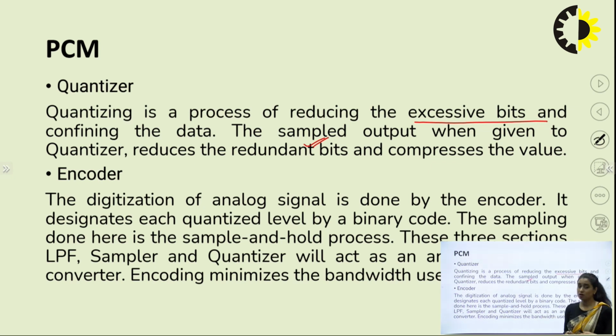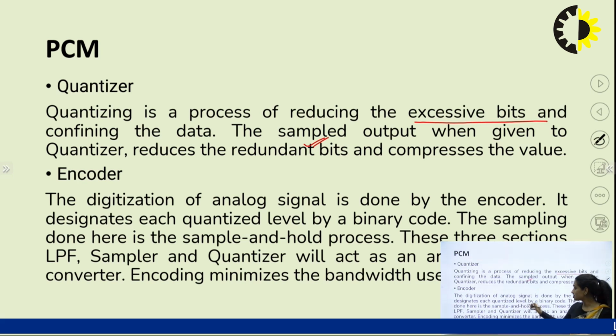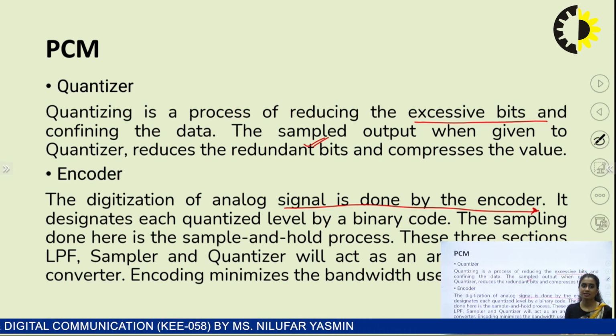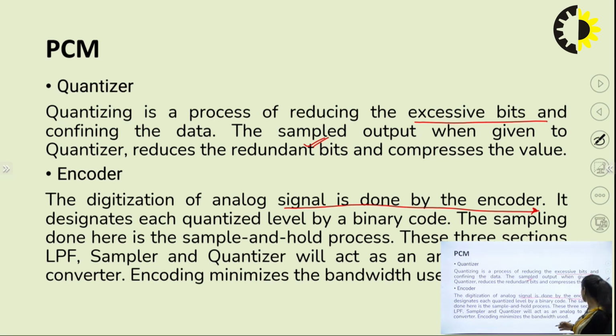Now next, what is the job of an encoder? The digitization of the analog signal is done by the encoder. The final digitization step will be done by the encoder. It designates each quantized level by a binary code, true. The sampling done here is the sample and hold process, which has been discussed in detail in the previous lecture, how sampling takes place. And in pulse amplitude modulation generation, we have discussed the sample and hold circuit in detail. These three sections, LPF, sampler and quantizer, will act as an analog to digital converter.